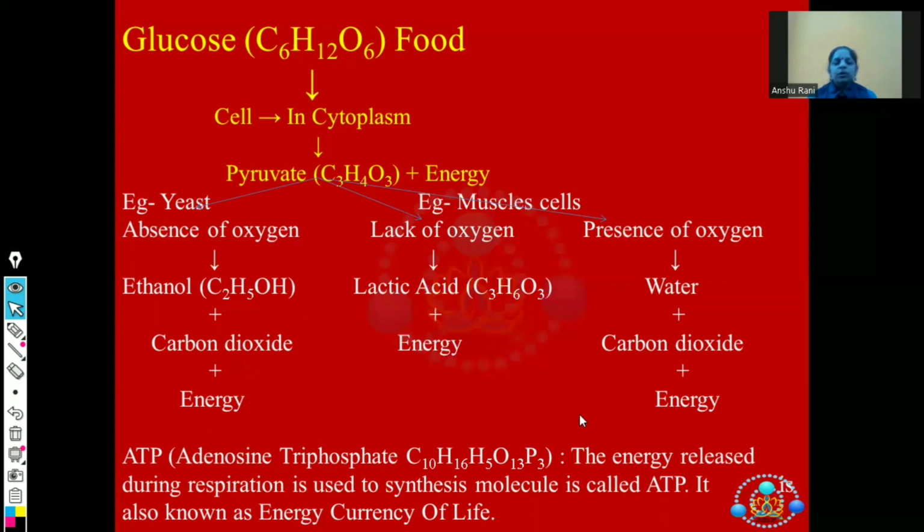Then production of energy is taking place in the form of adenosine triphosphate. Adenosine triphosphate is broken down further into adenosine diphosphate, then adenosine monophosphate. Along with that, energy is produced. So ATPs are called the energy currency of our life cells.